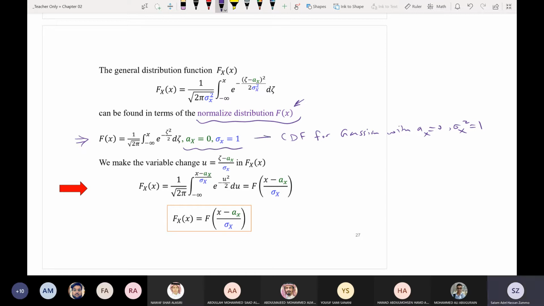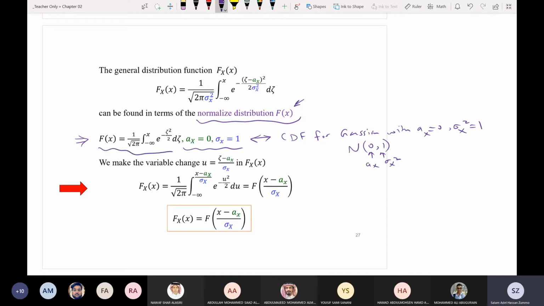So I only make a table for this CDF, the normal, we call it normal, with 0 and 1. 0 is ax and 1 is sigma x squared. I only make one table, and it's already there in your textbook and in almost all textbooks that are discussing Gaussian distribution. I only build one table.